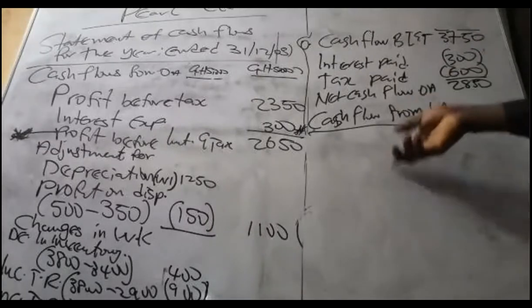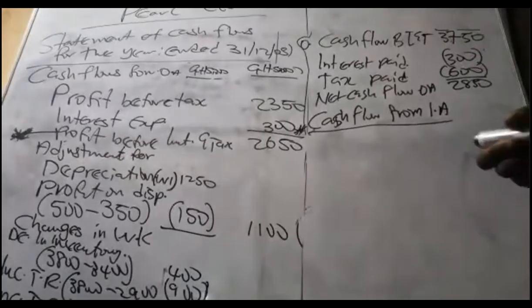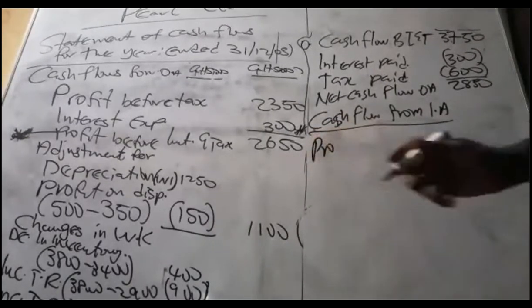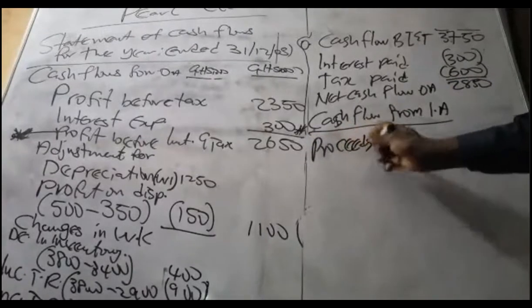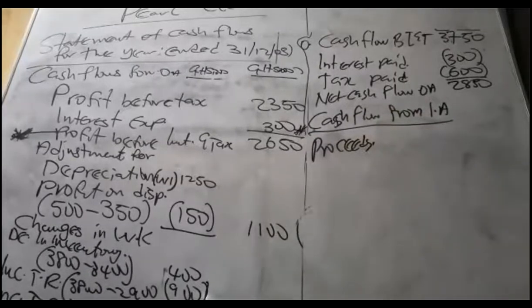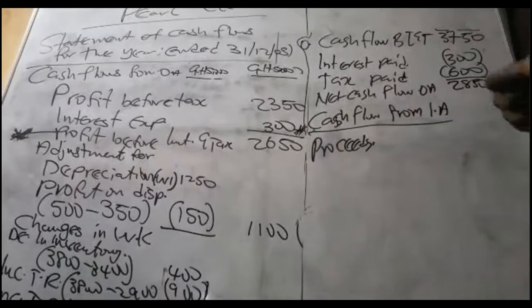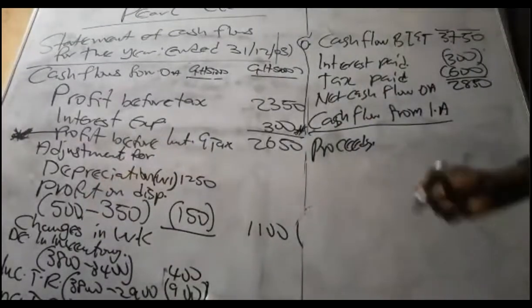Please record the easy ones. They sold some plants or some buildings. So proceeds from disposal. And yet there must be two currencies. So proceeds from disposal. What was the proceeds? We had 500, right? They sold it for 500. So I record it here.